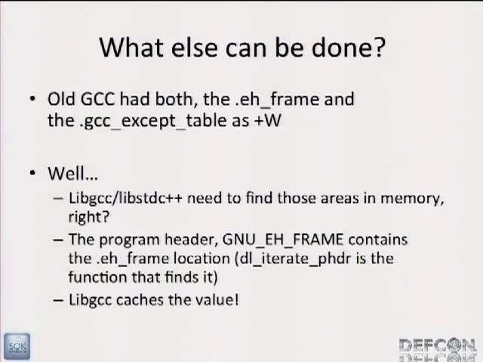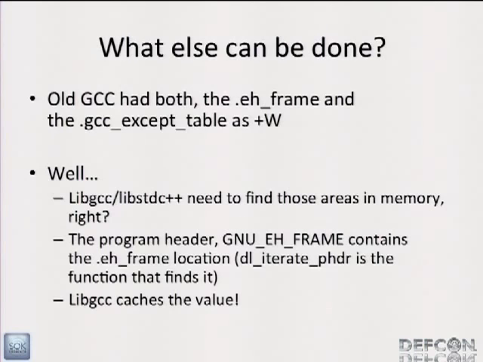So basically, we know that the libgcc that is inserted in the target program needs to find the exception table anyway in memory, right? So we know it's located there. We also know that the EH frame location is included in the frame header. So it uses the dl_iterate_phdr function to actually locate it, and it's located somewhere in the target program's memory.